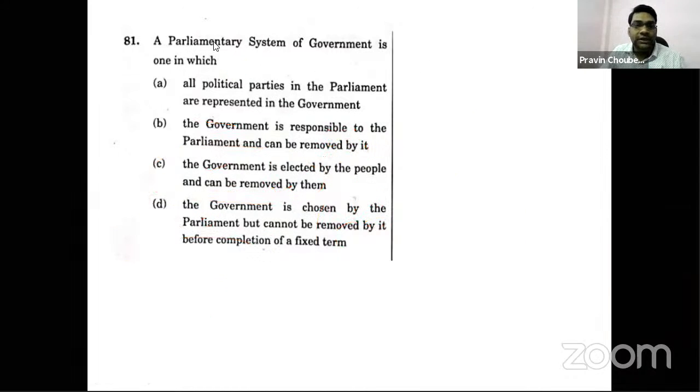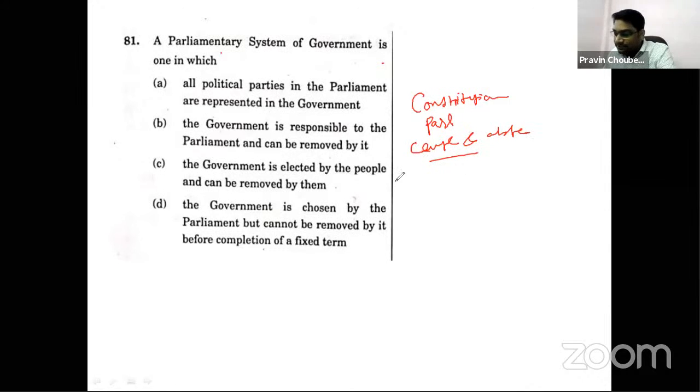Now another question is, a parliamentary system of government is one in which, see this is again a straightforward question. ये भी एक straightforward question है. If you know what type of government is in India, so basically our constitution provides a parliamentary form of government. Okay, we have a parliamentary form of government both at the center and at the state. And when we talk about the articles, articles 74 and 75 of the constitution talk about the parliamentary system of government at the center, and article 163 and article 164 talk about the parliamentary system of government at the state.